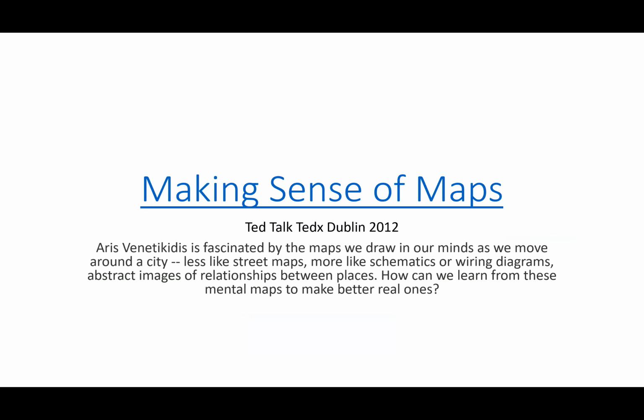I think that's the, at the end here, I have a TED Talk video. I like TED Talks. I like the ideas that they present. And the name of this particular talk is Making Sense of Maps. And it was done in 2012, so a little dated, but again, the ideas are still applicable. And so this gentleman, Aris Venetikidis, is fascinated by the maps we draw in our minds as we move around a city. Less like street maps, more like schematics or wiring diagrams, abstract images of relationships between places. So again, our representation of what we understand the circumstances to be. And how can we learn from these mental maps to make better real ones?